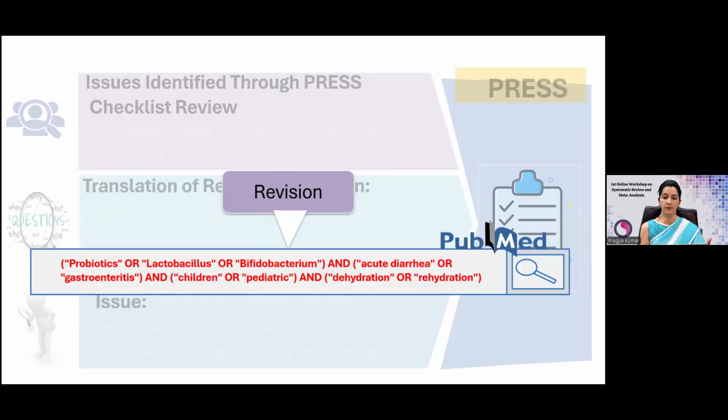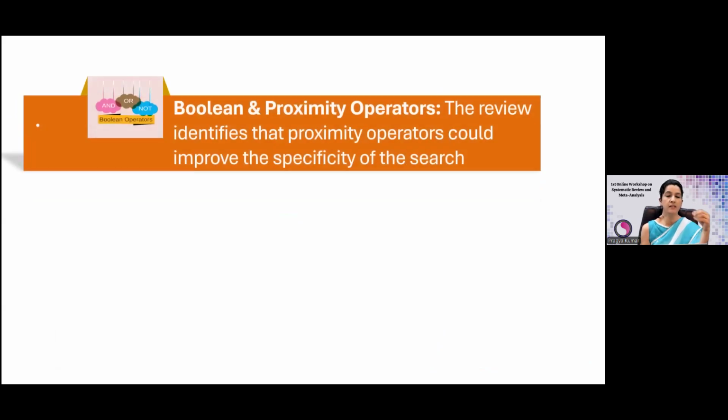So the revision which he suggested is probiotic, this is the same, Bifidobacterium he has added, and then he has added dehydration also. So this was in the key term or the concept. If I have missed something, the peer reviewer will suggest that you should search these terms also. The second is use of Boolean and the proximity operators.